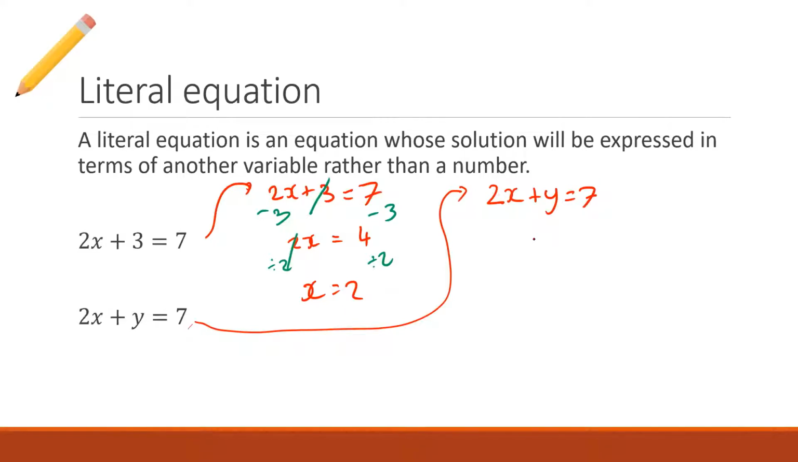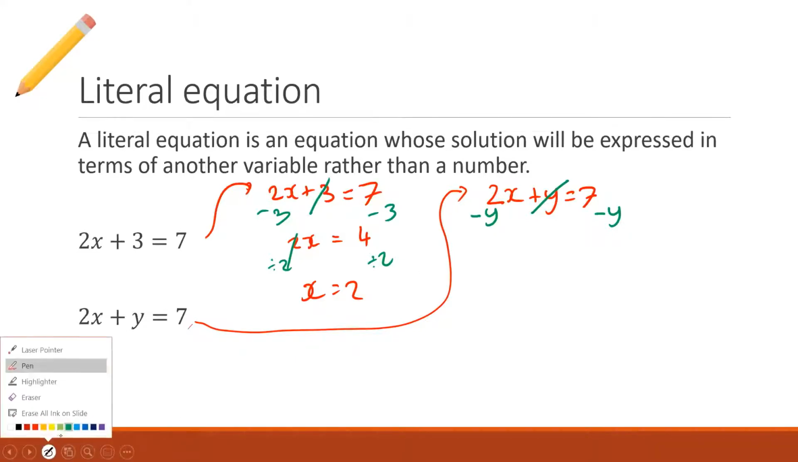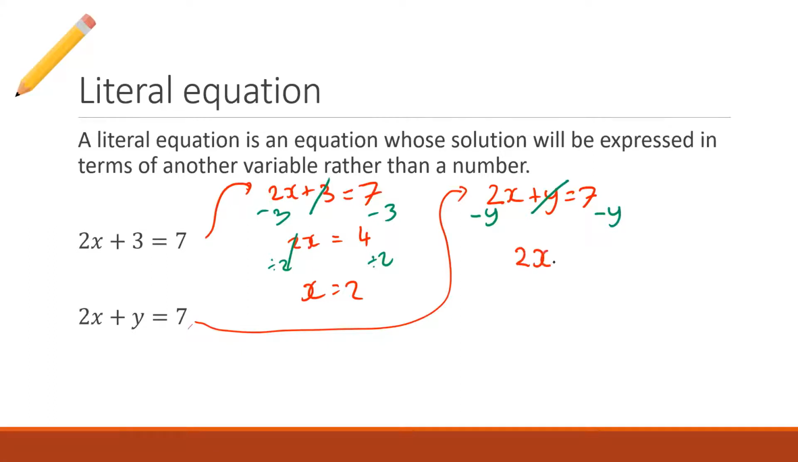Now let's see if we can solve this for x. Let's find a solution for x. Well, we're going to do the same thing. The last thing that happens to x is it has y added to it. So I'm going to subtract y from both sides. And if I subtract y from both sides, it's going to cancel out that y, which is fine. We're going to have 2x equals, now 7 take away y.